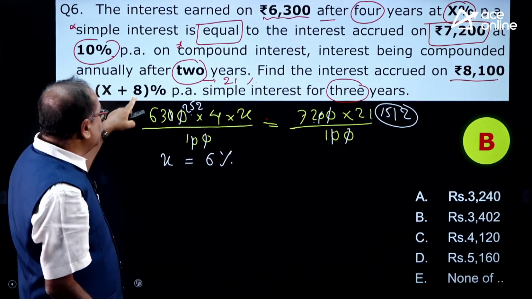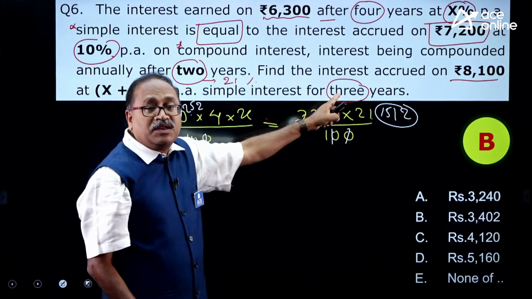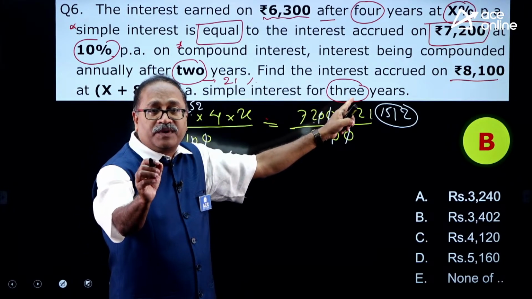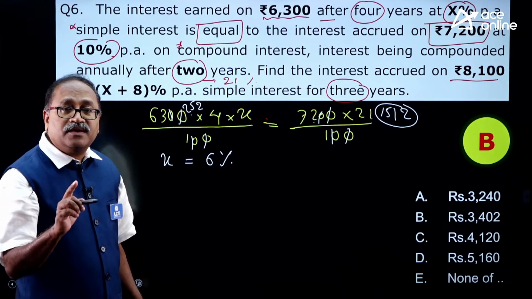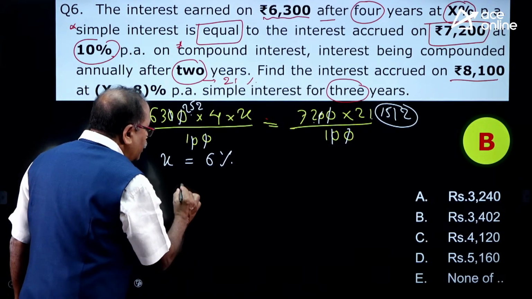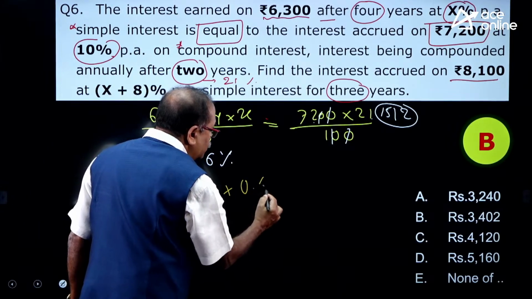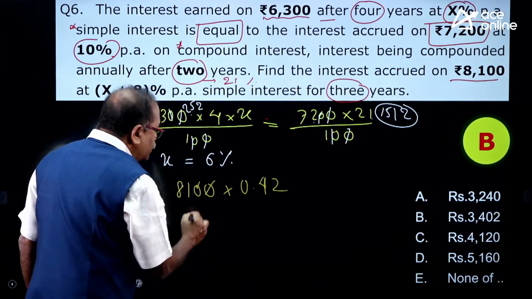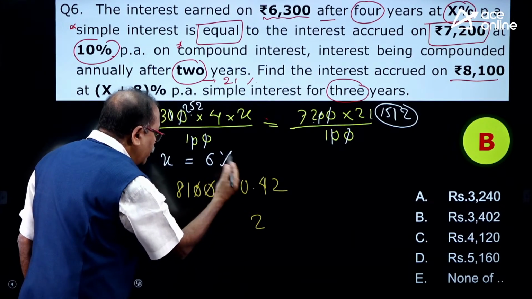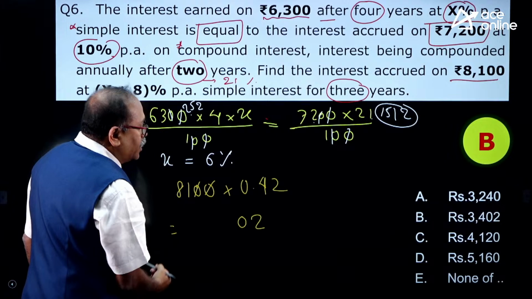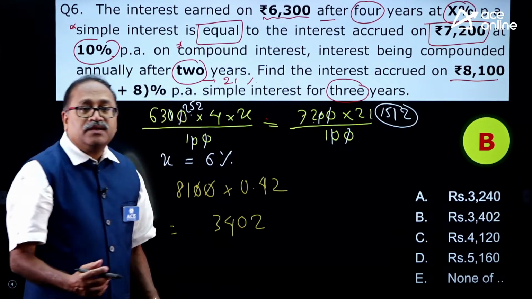So I need x plus 8, that is 6 plus 8 is 14. And for how many years? 3 years. 14 into 3 is 42%. So I need to find 42% of 8,100. 8,100 into 42%, that is 0.42. And you notice that this gets cancelled over here. 2 into 1 is 2, and this is 4 and 16 is 20 carry 2. And the next one, 32 plus 2 is 34. That's your answer. Well done.